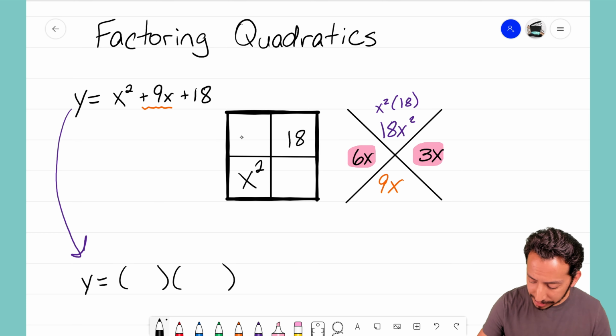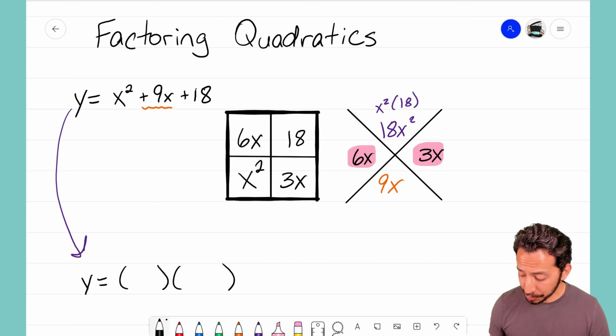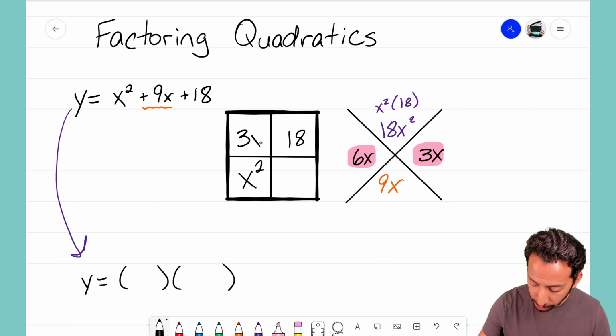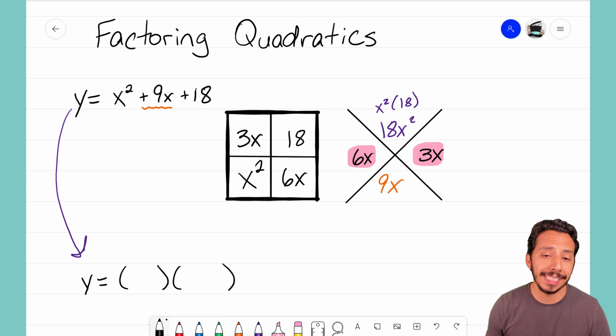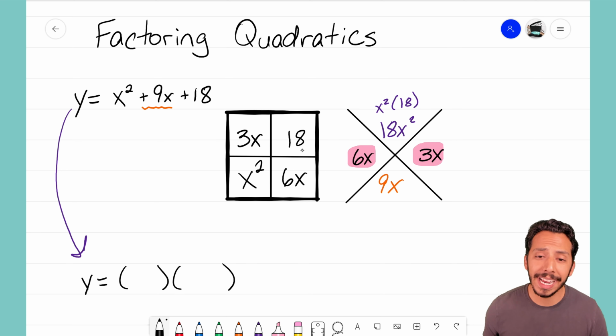Now I can take those two pieces and put them into my generic rectangle. It doesn't matter where you put them. I put 6x in the top left corner and 3x in the bottom right corner. I also could have switched those, and I could have written 3x in the top left, 6x in the bottom right. That part doesn't matter. What does matter, though, is that those two pieces multiply to create the diagonal from the other two pieces, and they add to our middle x term.